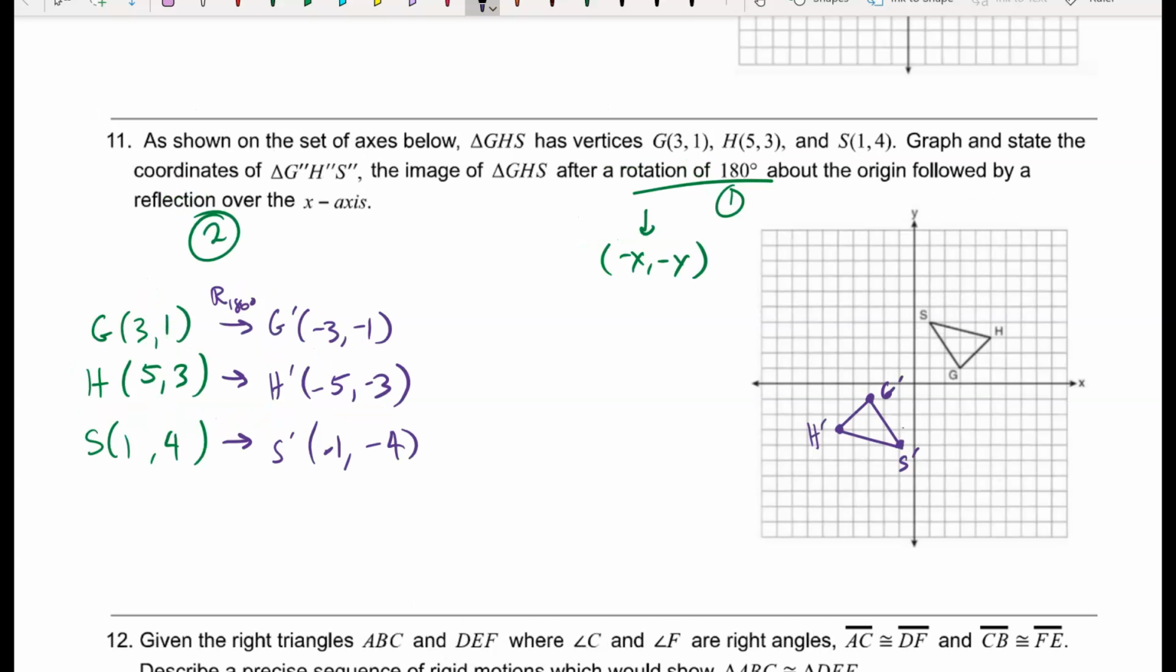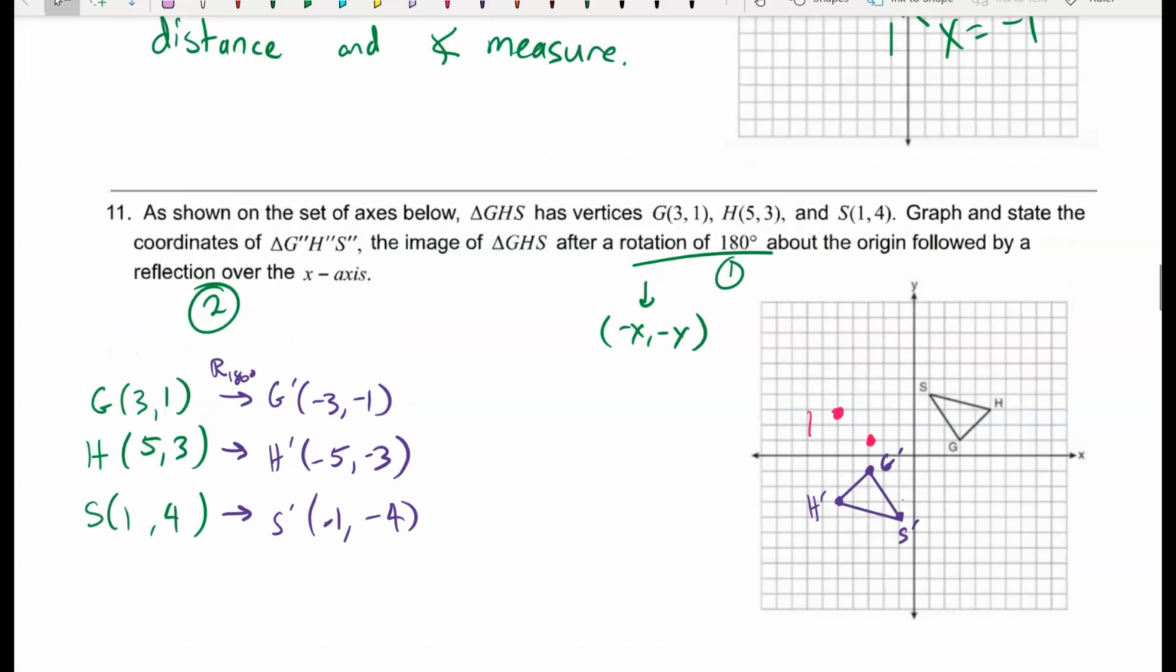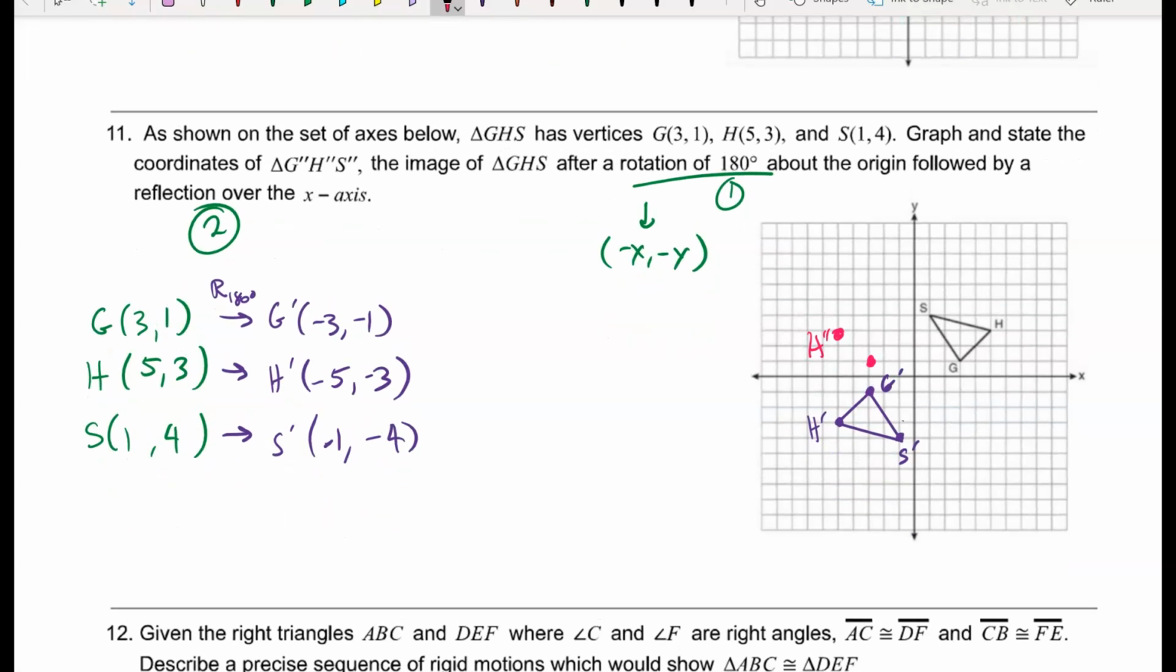Alright, so I plotted my first transformation. I labeled it as G prime, S prime, H prime. And that's my rotation of 180 degrees. So the thing I still need to do is reflect over the x-axis. That's pretty easy to do by counting, right? I could just say that, okay, G double prime is going to be up there, 1, 2, 3, H double prime is going to be up there. And if I count S, it's 1, 2, 3, 4 away, 1, 2, 3, 4.